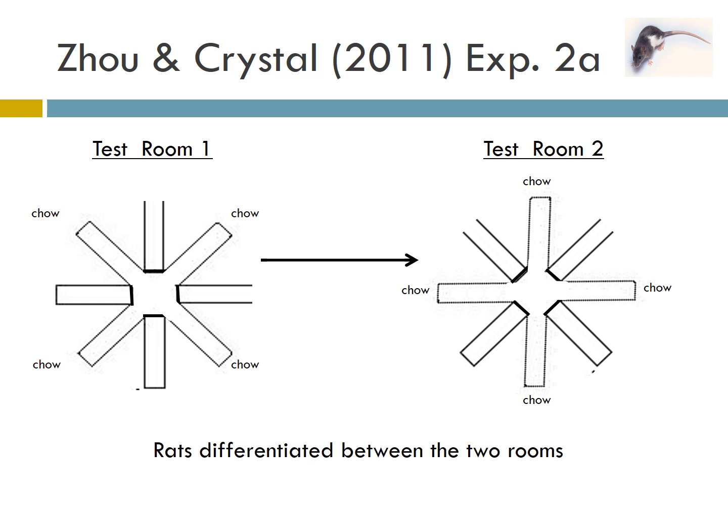And they found that the rats did differentiate between the 2 rooms, and they were able to travel down the previously blocked off arms much quicker than they did the arms that they had already depleted in room 1.